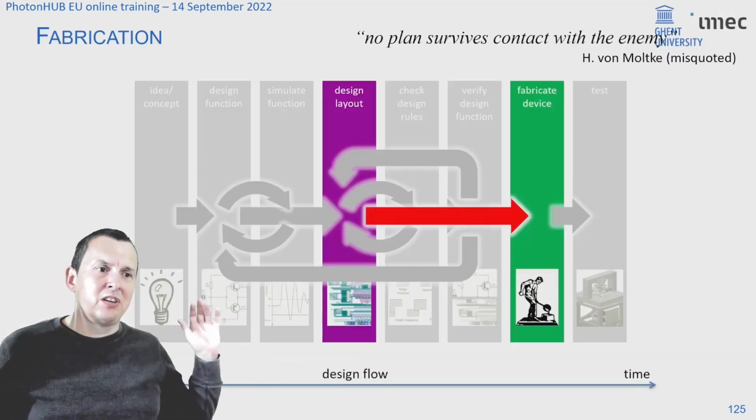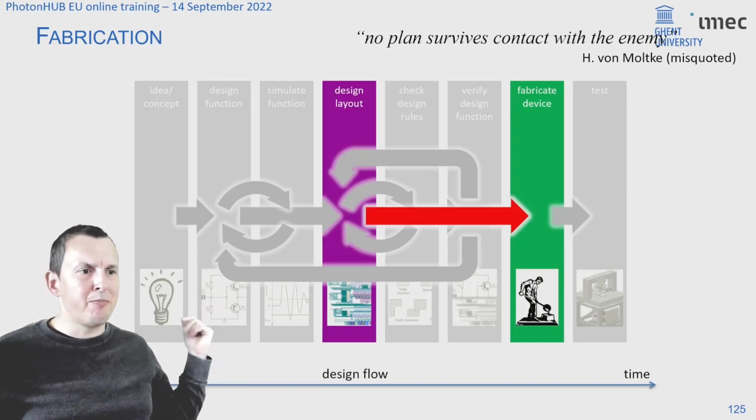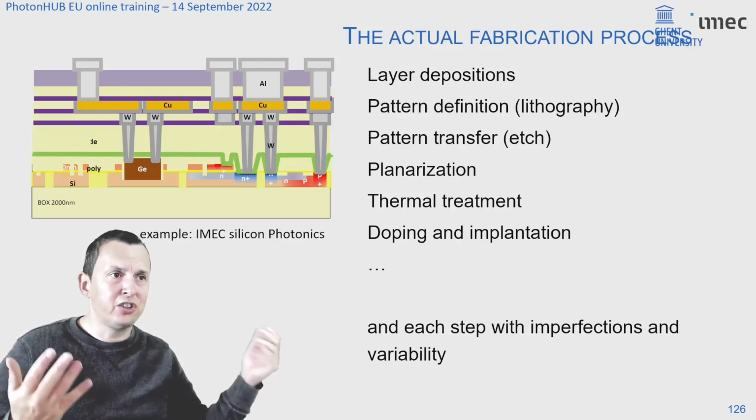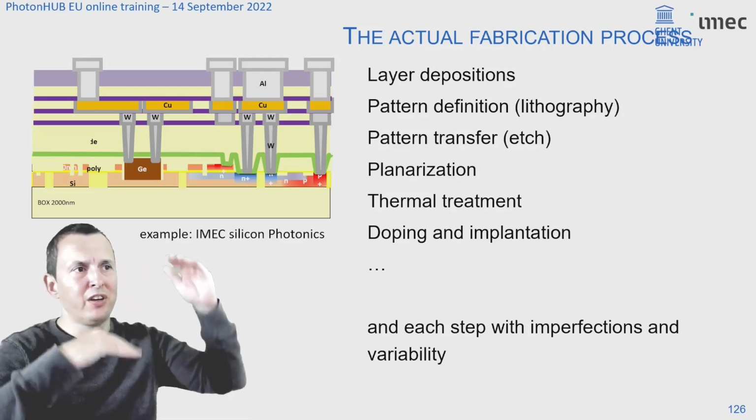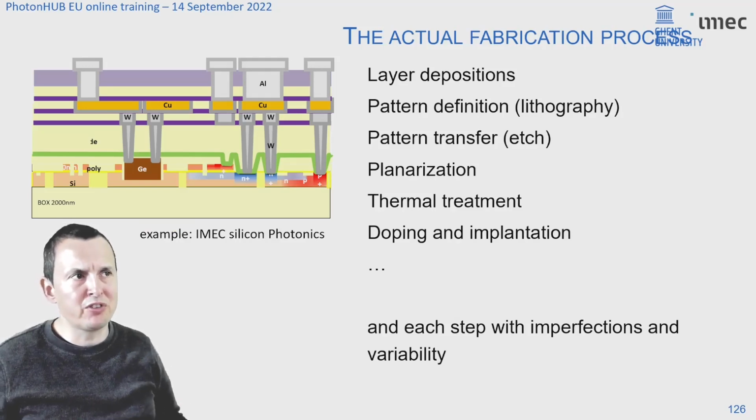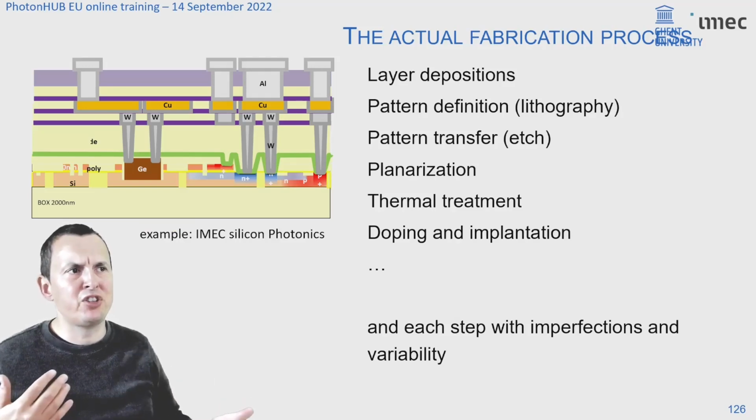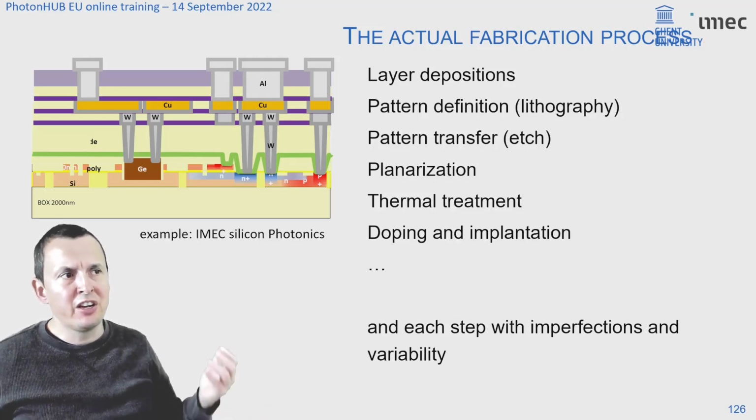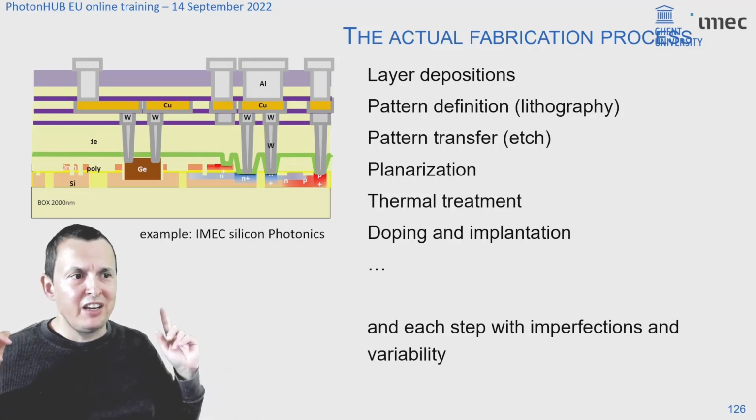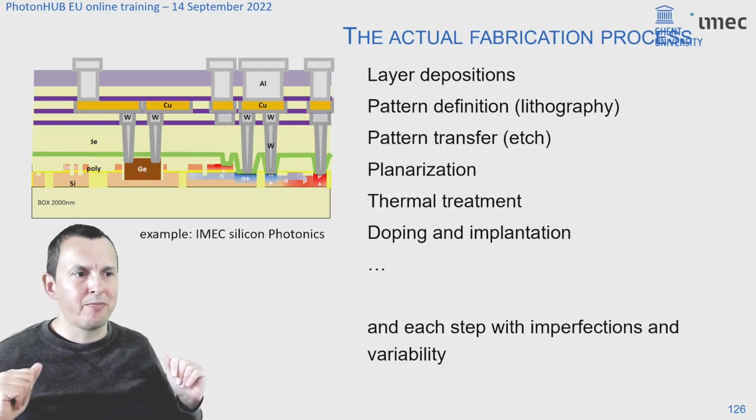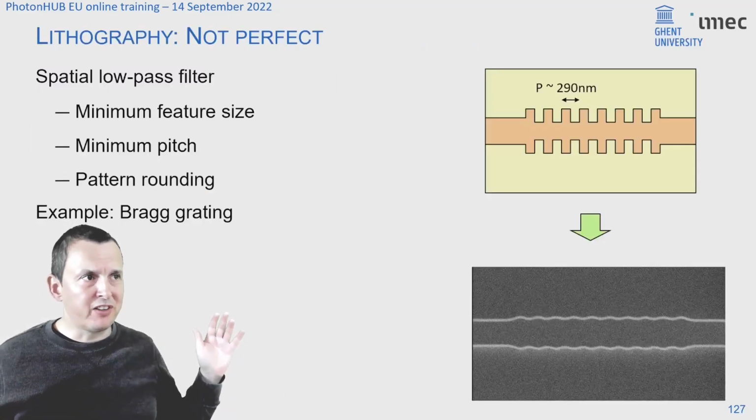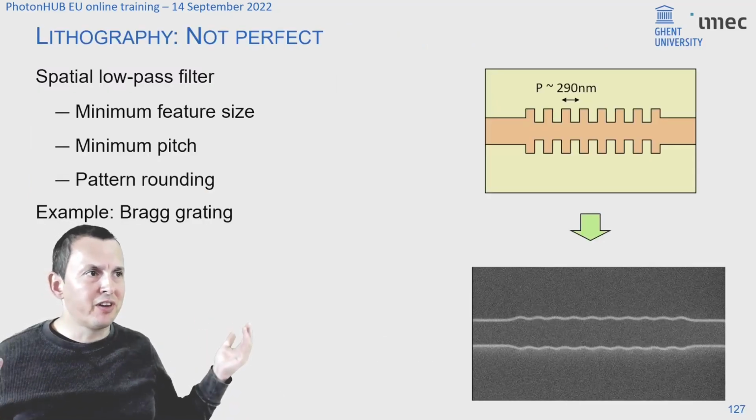Okay, let's say you have your layout. Next step, fabrication. Let's send it off to the fab. And typically, as I showed you the process earlier, you have multiple layers, so there are a lot of process steps, typically a few hundred process steps consisting of layer depositions, lithography, etching, polishing, annealing, implantations, etc. Each of these steps is not perfect. So just to give you one major example of things that are not perfect: lithography.